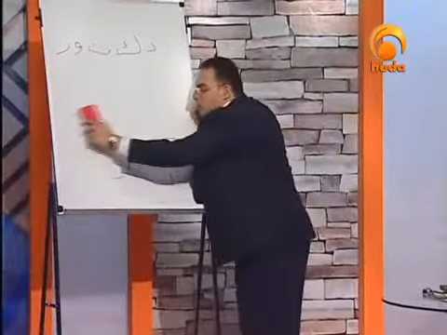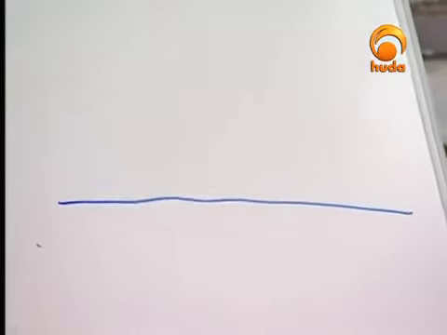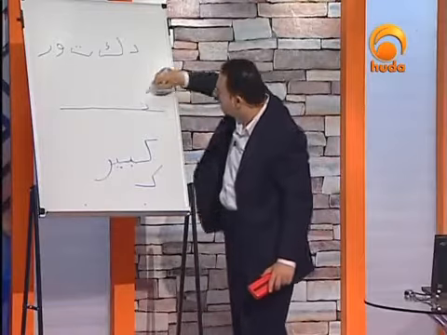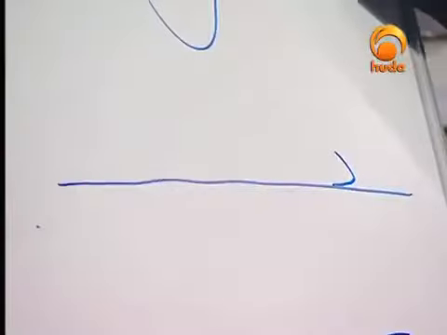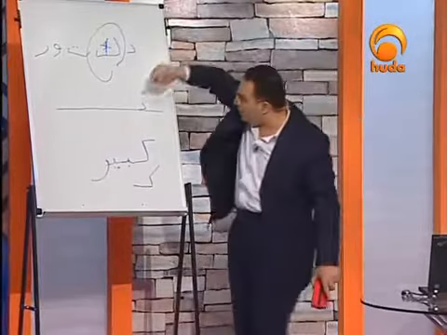Do you still remember the rule of Da? Yes, it is disconnected when it comes in initial position. Right. So here is that. I would write Da here in this way. And then Ka here. We don't use Hamza when Ka comes in initial or medial position. And we make that in this form.